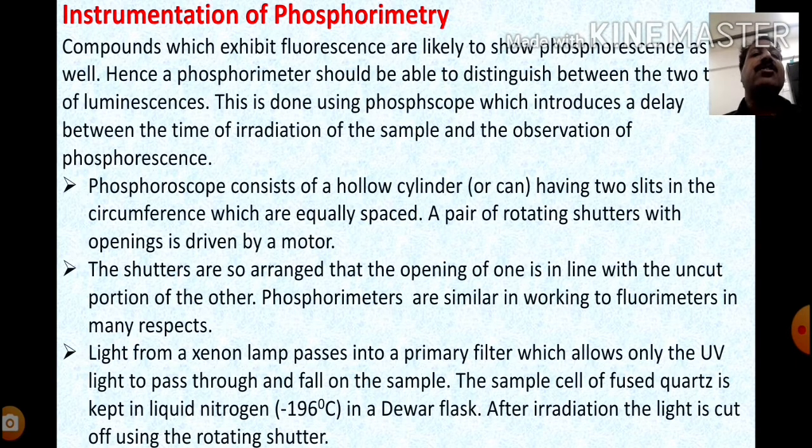Now first we will see instrumentation of phosphorimetry. Compounds which exhibit fluorescence are likely to show phosphorescence. Hence, a phosphorimeter should be able to distinguish between the two types of luminescence. This is done using a phosphoroscope, which introduces a delay between the time of irradiation of the sample and the observation of the phosphorescence. Now let us see this phosphoroscope.